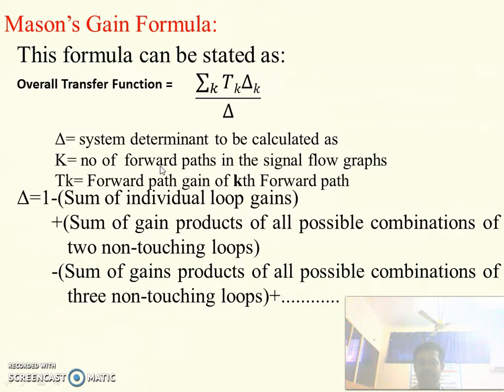So what is delta? Delta is 1 minus the sum of individual loop gains, plus the sum of gain products of all possible combinations of two non-touching loops, minus the sum of gain products of all possible combinations of three non-touching loops.